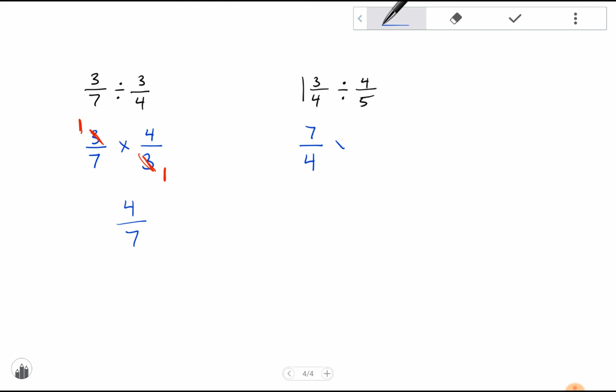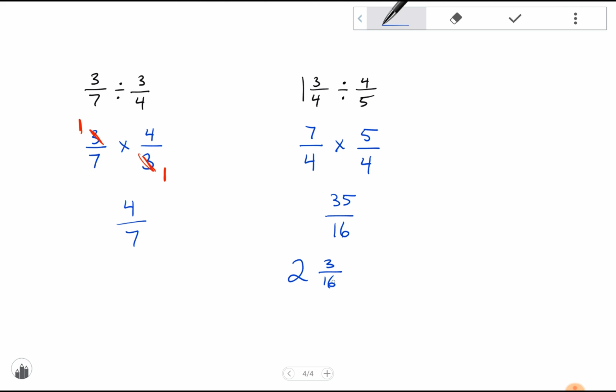Divided by 4/5, that's times the reciprocal, which is 5/4. Now we can simply multiply. So 7 times 5 is 35, and 4 times 4 is 16. This is an improper fraction, so let's figure out how many times does 16 go into 35? Twice. Okay, so there's 2, which is the same as 16 over 16 plus 16 over 16. And that would be 32 of those. And we need 35, which means that there are 3 left.